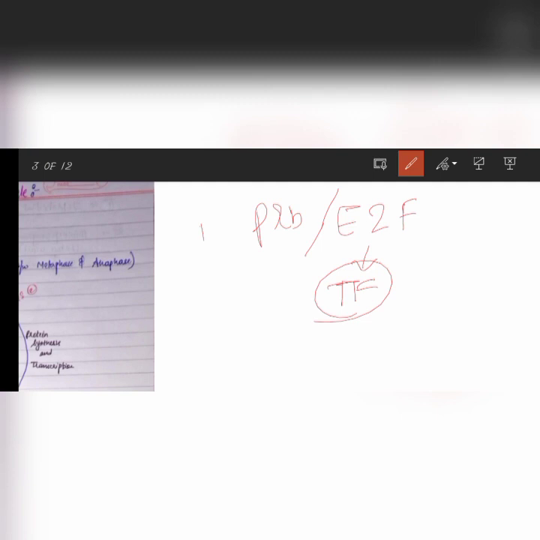Now, there is also another set or complex of proteins or factors, which is the CDK protein, CDK4 or CDK6, along with cyclin D. These are the proteins or factors which are responsible for the G1/S checkpoint.